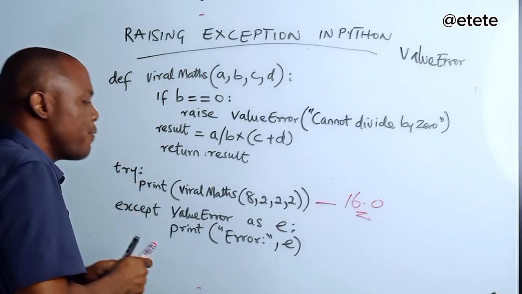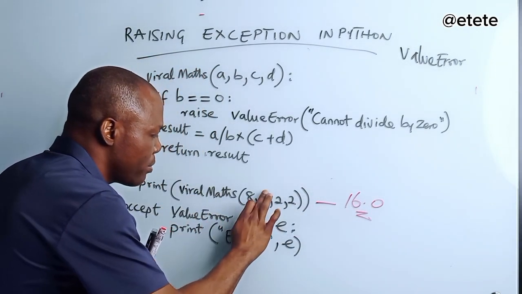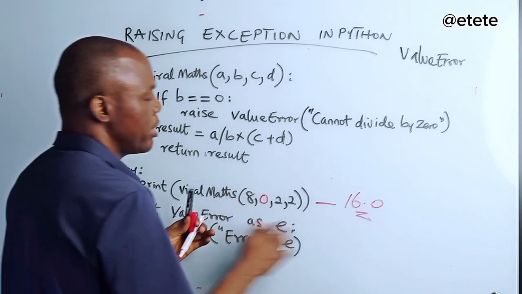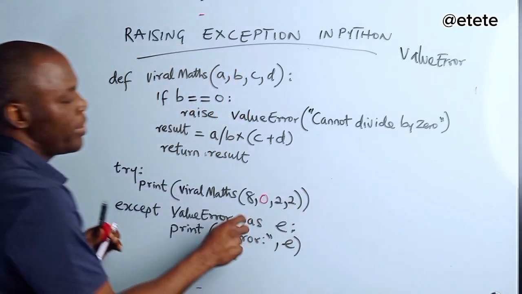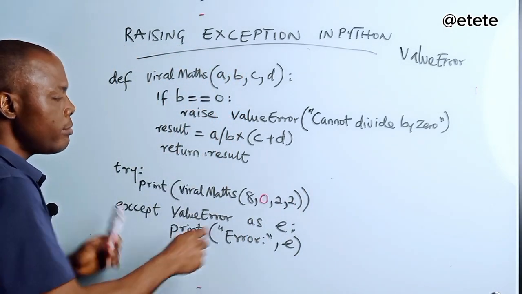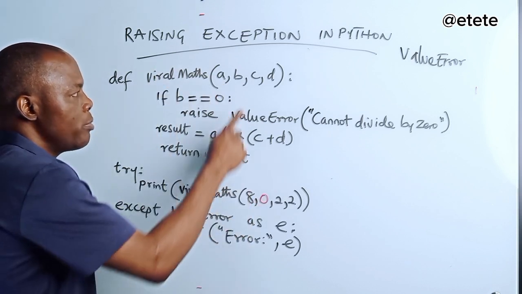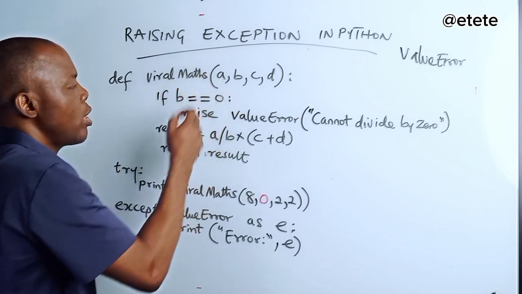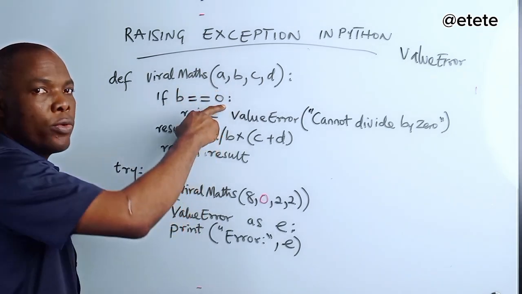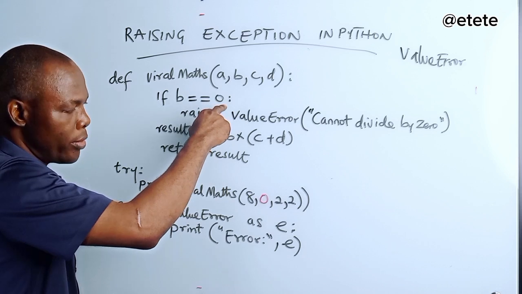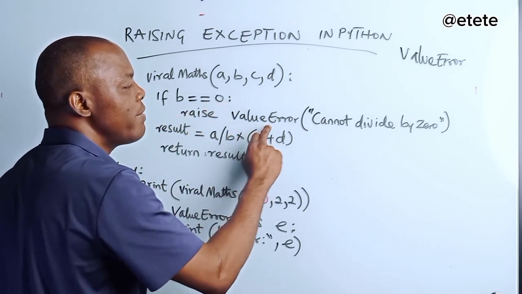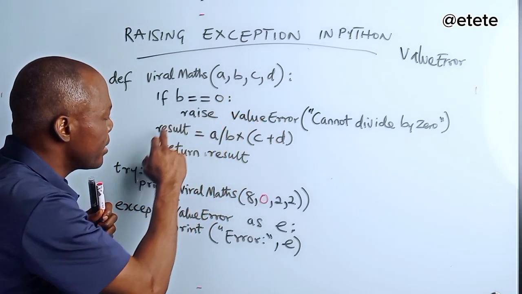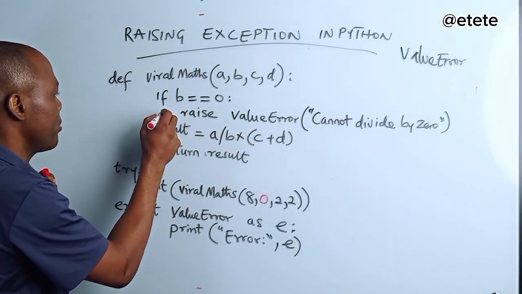Now, if I decide that I am going to change this one to 0, I am changing this to 0. So when I change it to 0, 8 will be given to A, 0 will be given to B, 2 will be given to C, and this 2 will be given to D. Now it will come in. It will check: if B equals 0, yes, B equals 0. It will go in and it will raise value error. When it raises this value error, it will bypass this, and control will come from here.